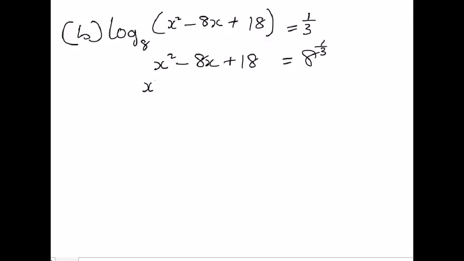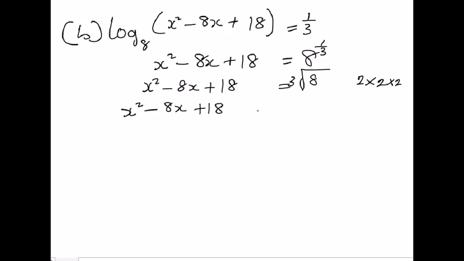x squared minus 8x plus 18 will be equals to cube root of 8. Cube root of 8 is like saying 2 times 2 times 2. So we have 2, 3. So cube root of 8 is 2. So we are going to have x squared minus 8x plus 18 will be equals to 2.